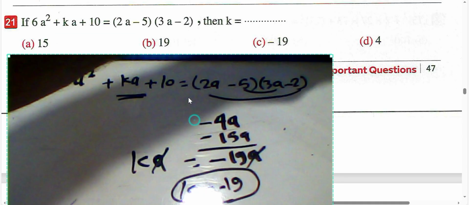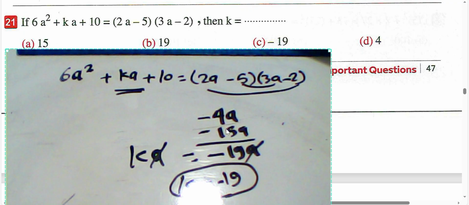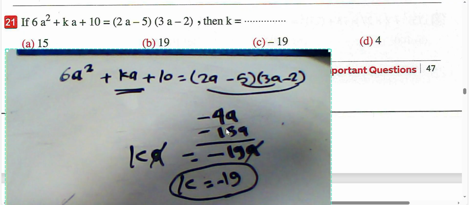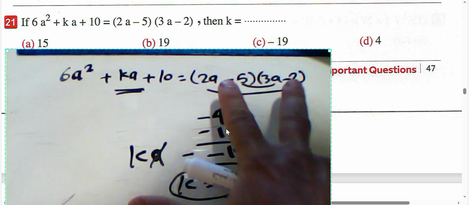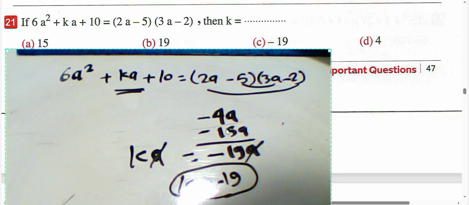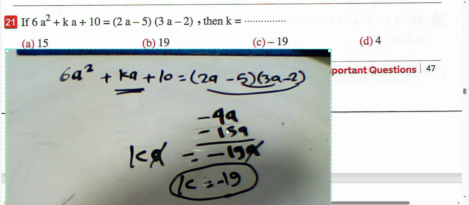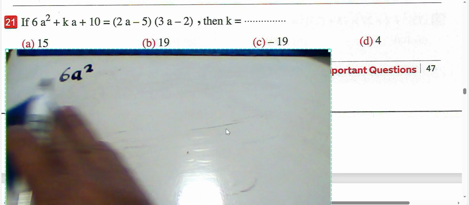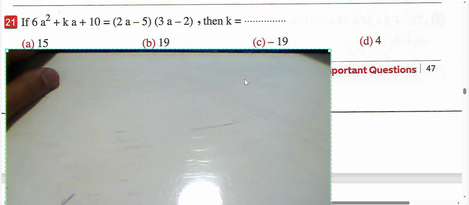Okay. You can see the answer here. Negative 19. The answer will be negative 19. The product of extremes and means summed together, negative 19a equivalent to ka, then k will be negative 19. It shows the answer here, letter C. Next question.